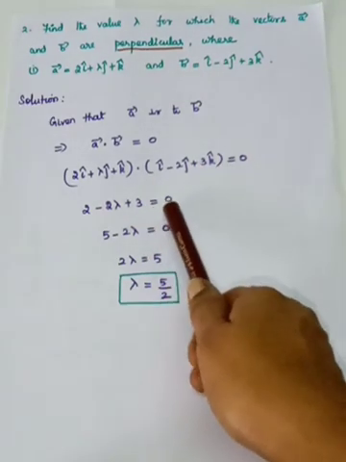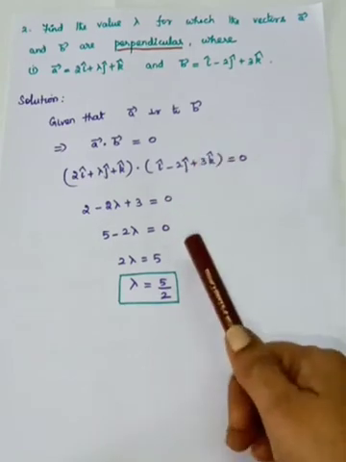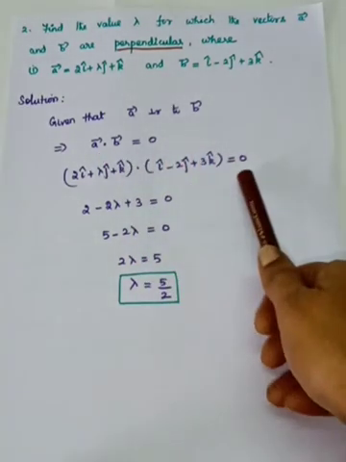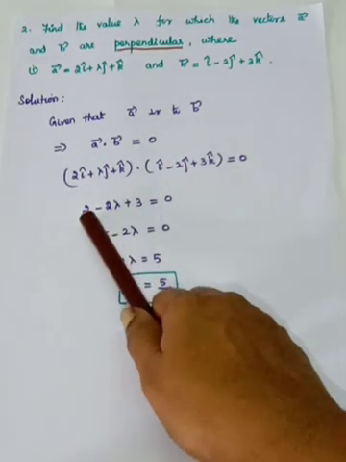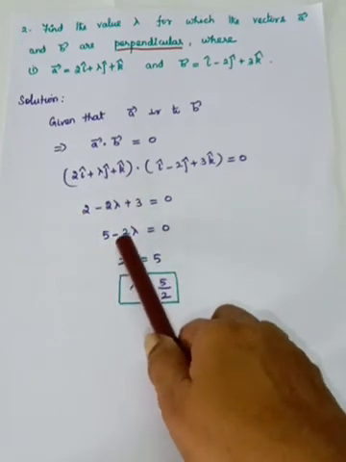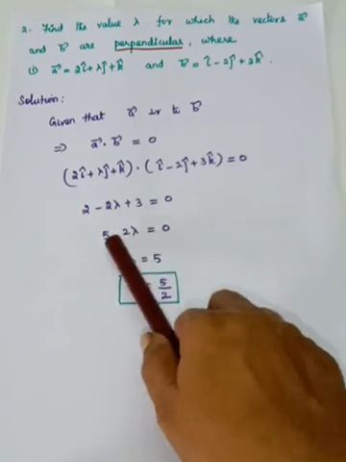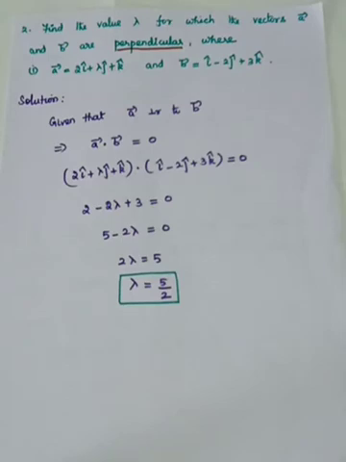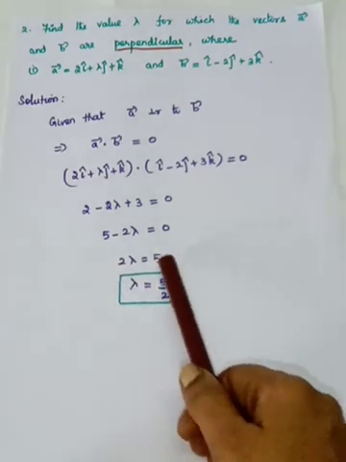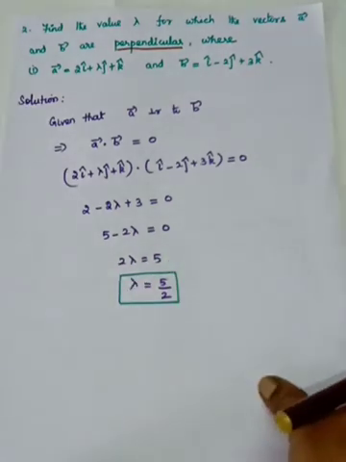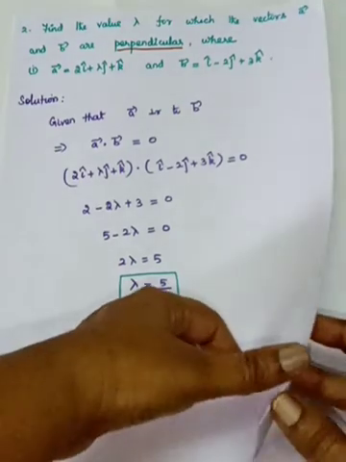Why have I written 0? Because the two vectors are perpendicular, the dot product is equal to 0. So 2 plus 3 is 5. 5 minus 2 lambda is equal to 0. Minus 2 lambda, when you take it to the other side, is 2 lambda. So 2 lambda is equal to 5. So lambda is equal to 5 by 2.